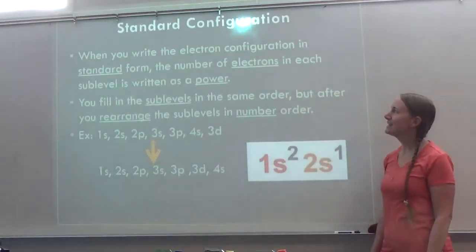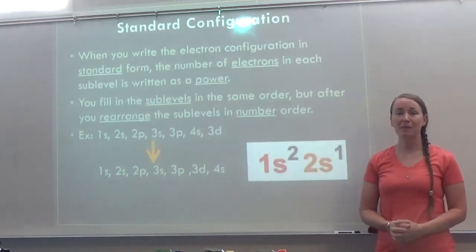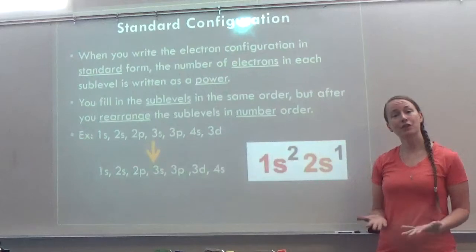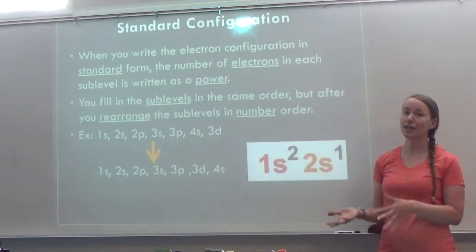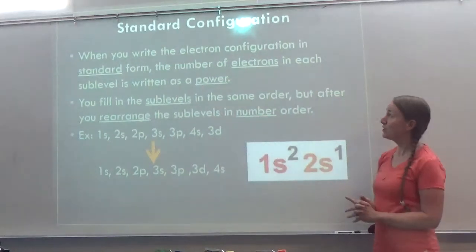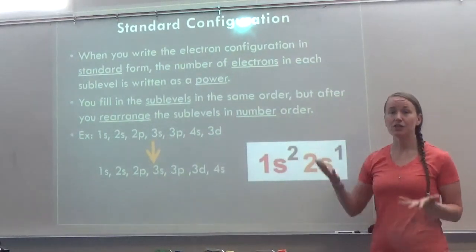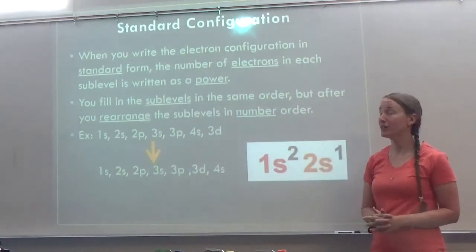So this is the second part of the section 5.2 lesson video. In the first part, we learned how to do the electron configuration using the arrow form. In this video, I'm going to show you how to do the standard electron configuration.